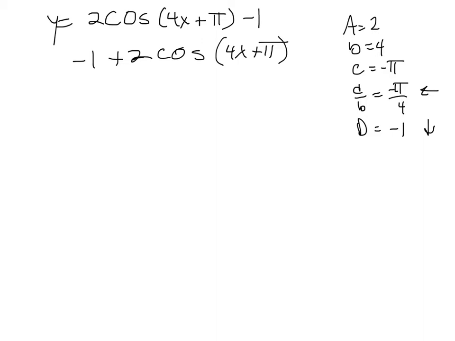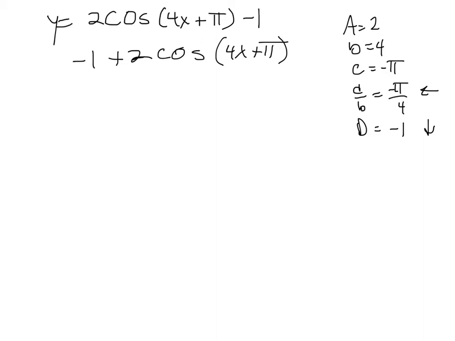And then a equals 2, b equals 4, c equals negative pi, c over b is negative pi over 4, and d is negative 1. So this means that c is moving left pi over 4, and d is moving down. Okay.